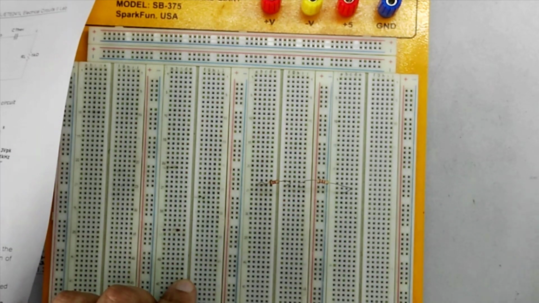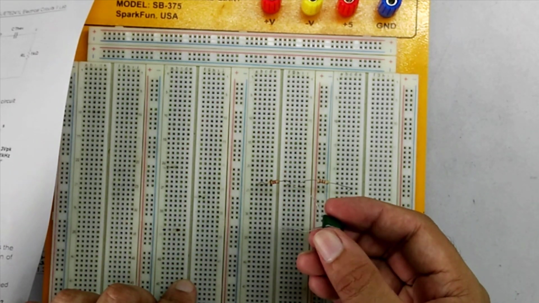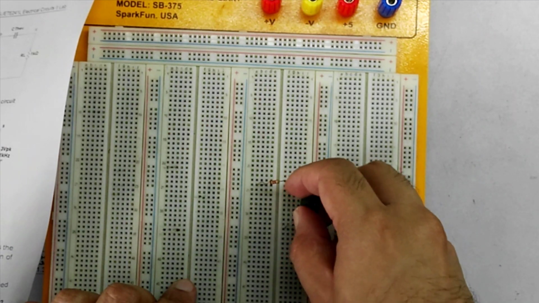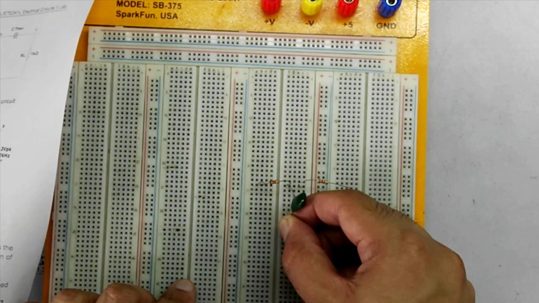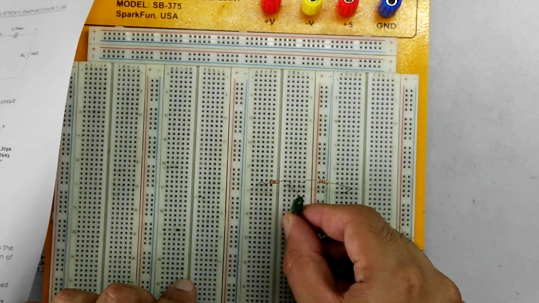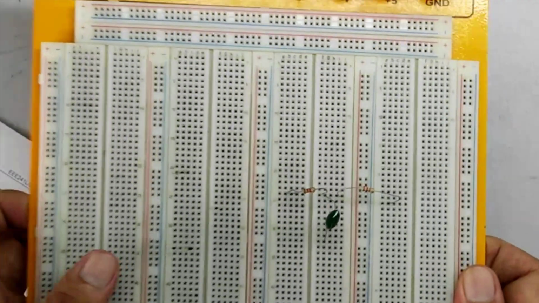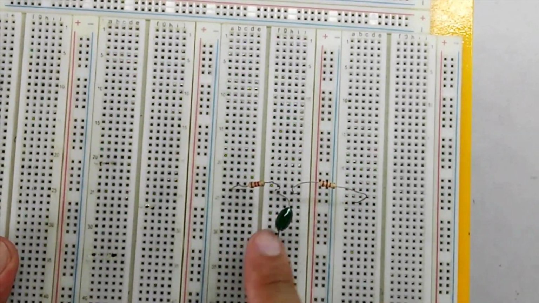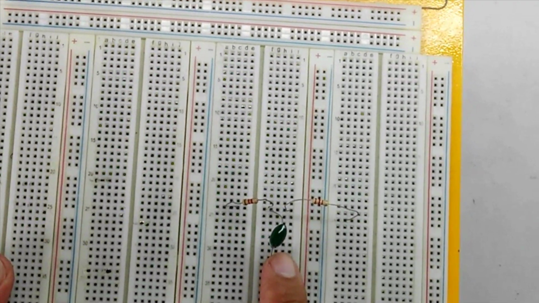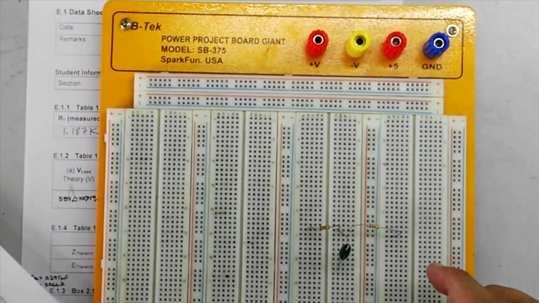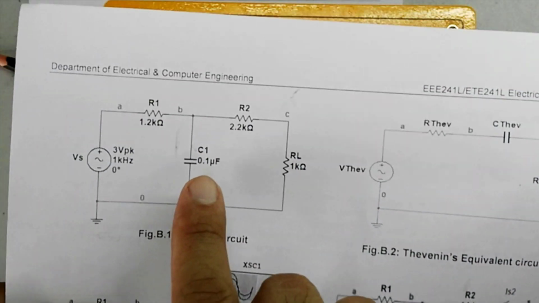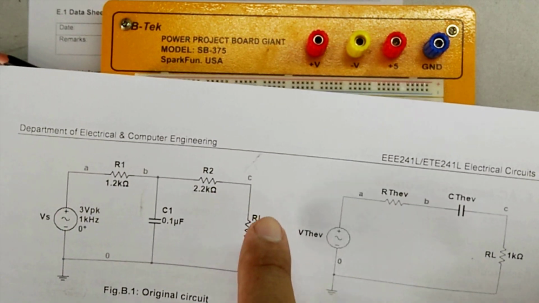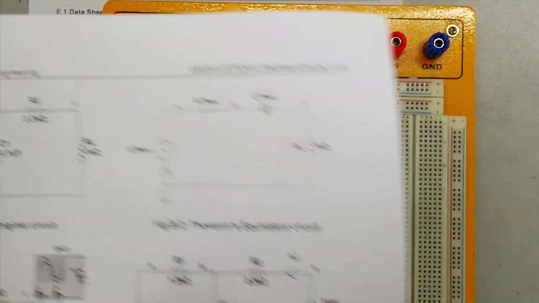Now we'll place the capacitor. One leg of the capacitor will be connected to this same node. So we have now connected 1.2k, 2.2k and the 0.1 microfarad capacitor. So we have essentially created this node B. Now we will connect this load resistance in this node C.